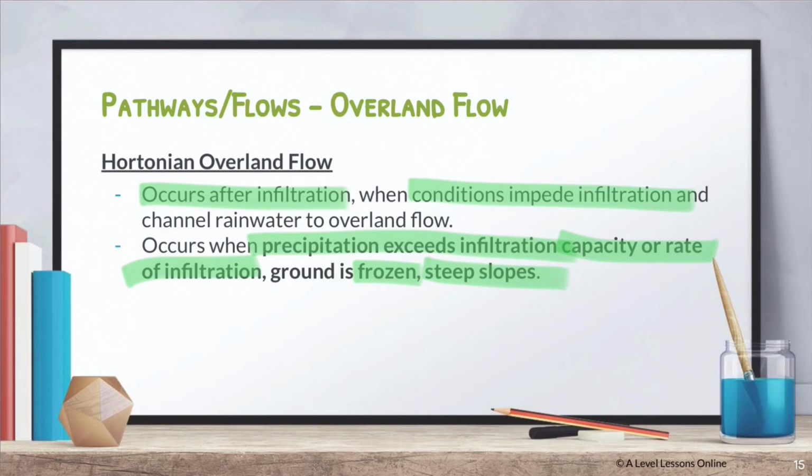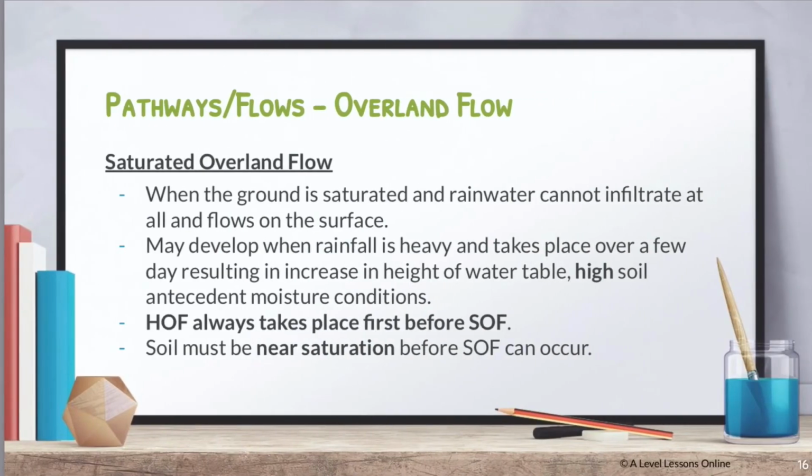So essentially, when water is unable to infiltrate because of certain physical conditions such as steep slopes, water starts to flow down the slope, that is HOF. Or if your infiltration capacity has been reached, it also becomes HOF when there is excess rainfall.